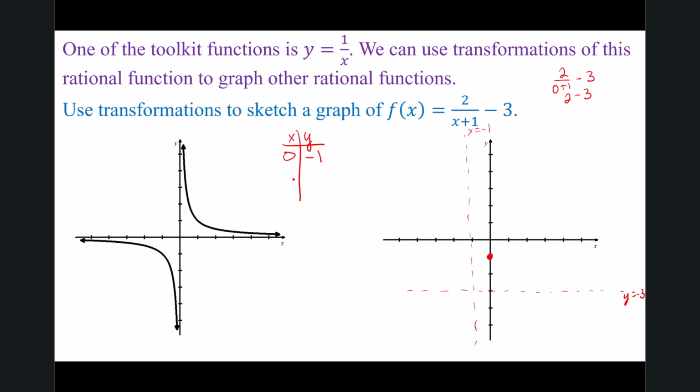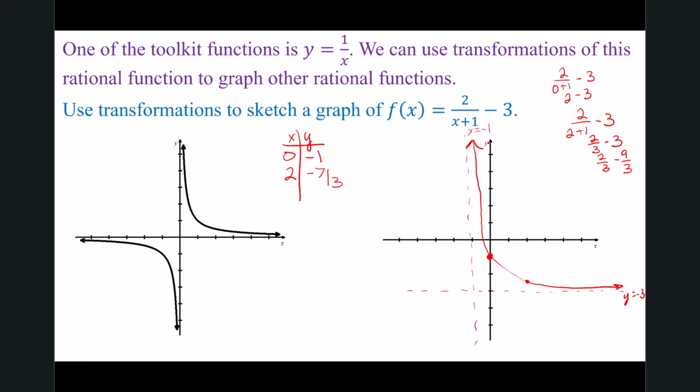If x is, let's say, 2, then I would have 2 over 2 plus 1 minus 3, which is 2 over 3 minus 3. And 2/3 minus 3 would be 2/3 minus 9/3, or negative 7/3. So when x is 2, we are at negative 7/3, which is negative 2 1/3. And I know what the graph looks like on that side. It's going to keep the same shape as it did with the graph of 1 over x.